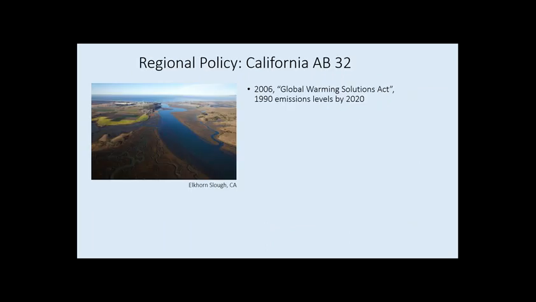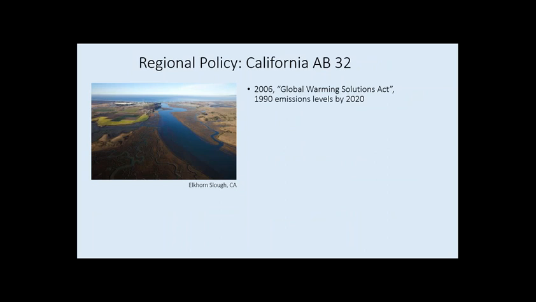So that's very exciting. Now, I want to wrap up by talking about some of the other opportunities that aren't U.S. federal or international policies, and here I want to give a regional example out of California that I get really excited about. So in 2006, California passed their Global Warming Solutions Act, or Assembly Bill 32.